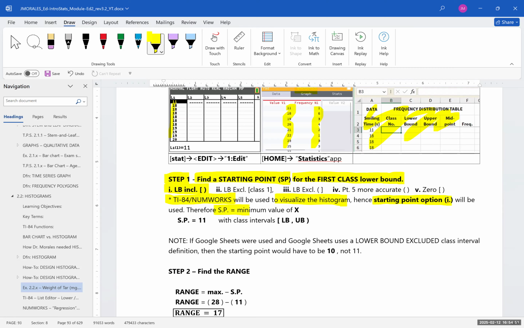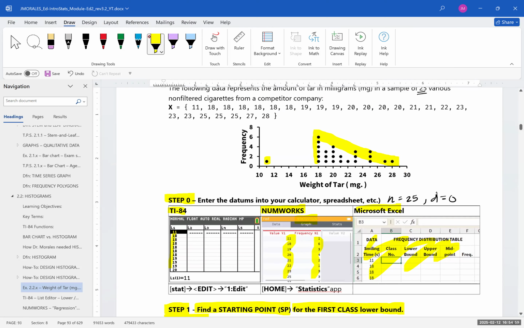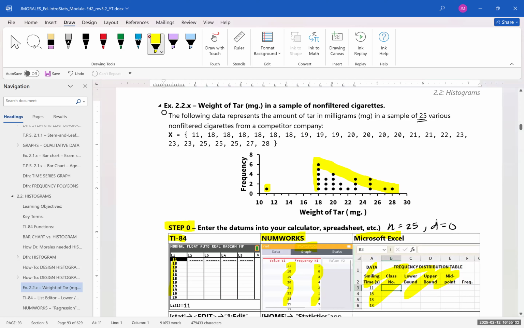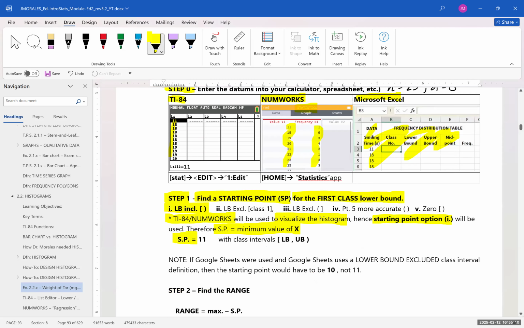Therefore, our starting point is going to be equal to the minimum value of our data set. So when we come up here and we look at our data set, this is sorted in ascending order. We can see the minimum is 11. So the starting point is going to be equal to our minimum, which is 11. And we're going to define the intervals for each of our classes this way, with a left bracket and a right parenthesis.